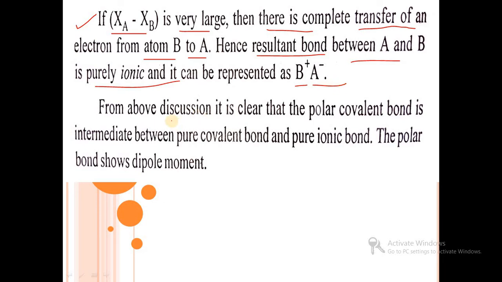So from all the above three rules, we can conclude that a polar covalent bond is intermediate between a pure covalent bond and a pure ionic bond. So a polar bond shows dipole moment. So this is the conclusion of ionic character in covalent compounds.